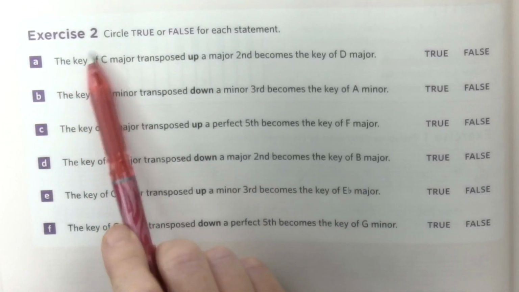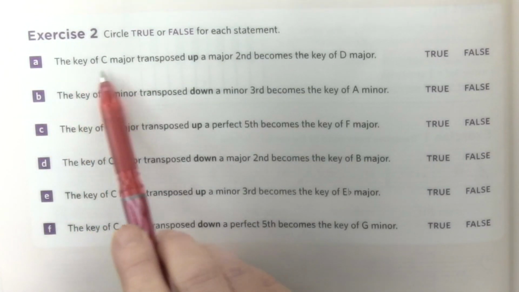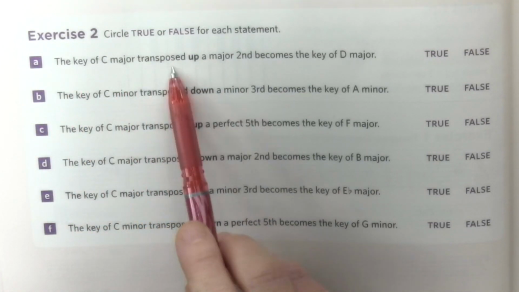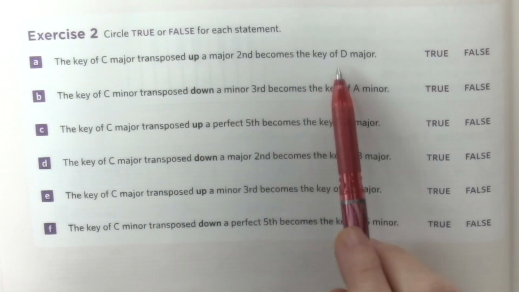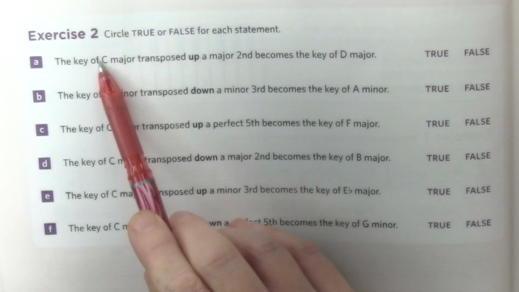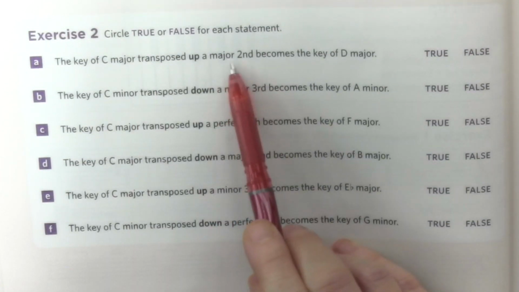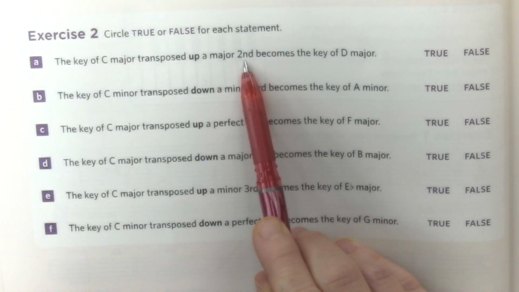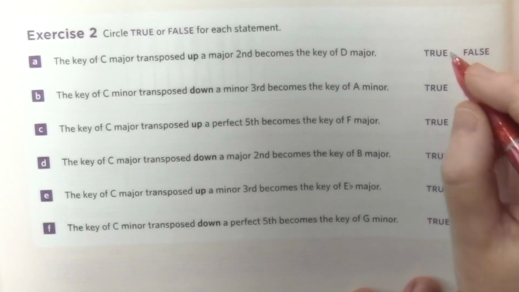In exercise 2, we need to state whether these statements are true or false. Let's see. The key of C major transposed up a major second becomes the key of D major. Now, transpose the interval and use the same type of scale, major, minor. A major second from C is D. So C major becomes D major, yes. So true.